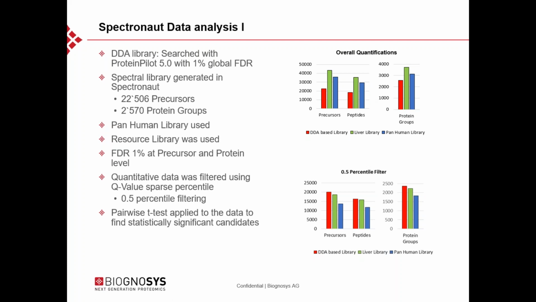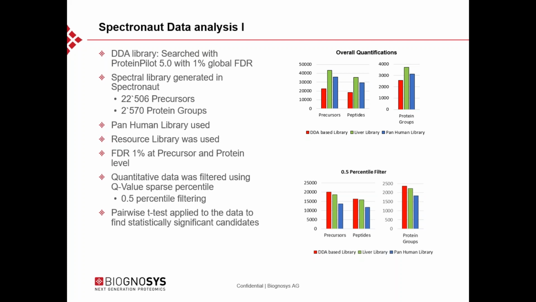The liver library worked a little bit better, showing that these tissue-specific resource libraries are better used than the global libraries, such as the pan-human library. Also, in terms of protein groups, depicted here as cumulative identifications, the resource library performed best, followed by the pan-human library, and then followed by the DDA library.